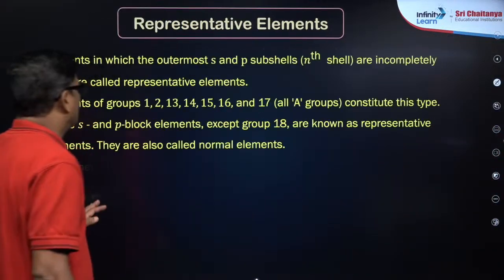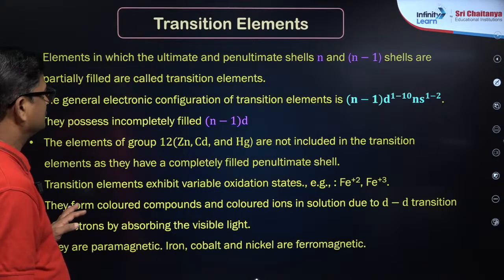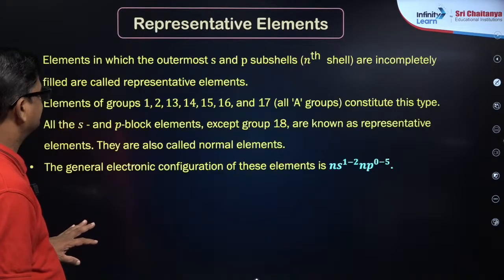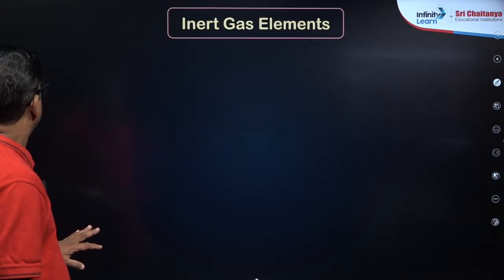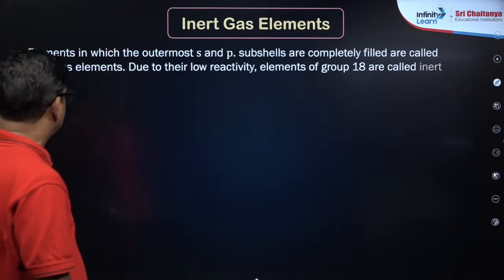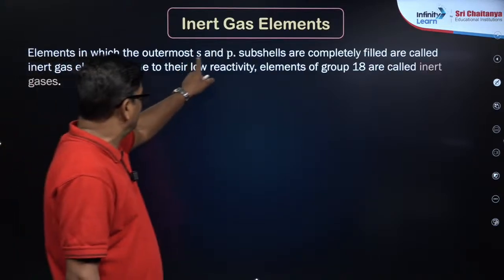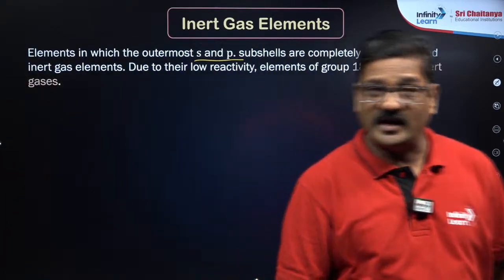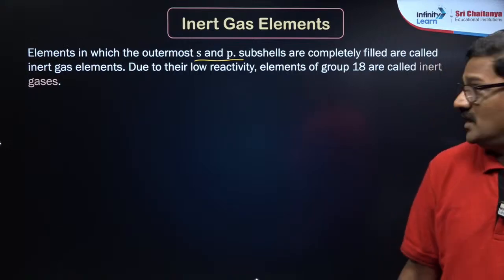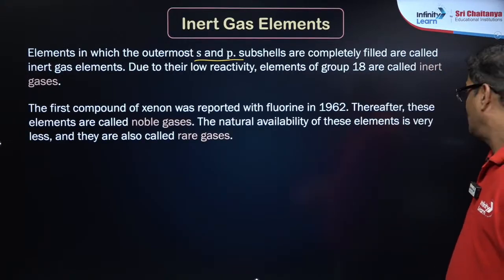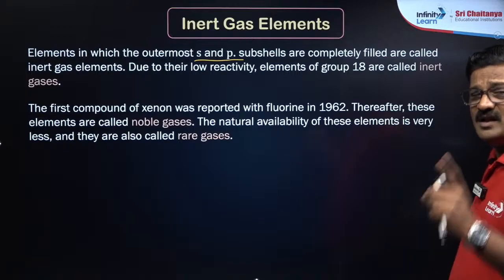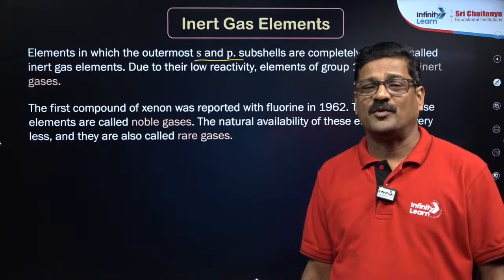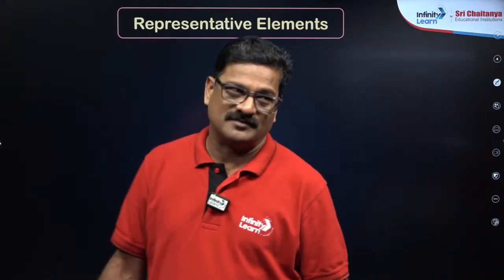So we'll go into the details of elements in which the outermost shell S and P subshells are completely filled, called inert gases. So they are called rare gases or noble gases. They include helium, neon, argon, krypton, xenon. They are very, very less reactive, but xenon can react in extraordinary conditions to form a few compounds with oxygen and fluorine. Simran, fine beta?